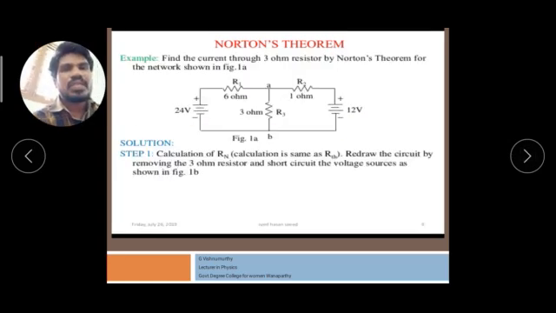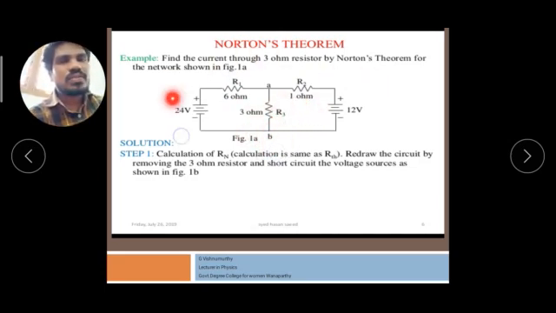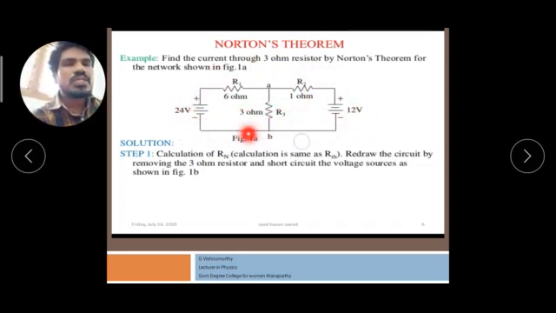Then another example: find the current through the 3 ohm resistor by Norton's theorem for the network shown in the figure. Here you see a 24 volt voltage source and a 12 volt voltage source. R1 is 6 ohms, R2 is 1 ohm, and R3 is 3 ohms. This is a complex network, because we have 2 voltage sources as well as 3 resistances.